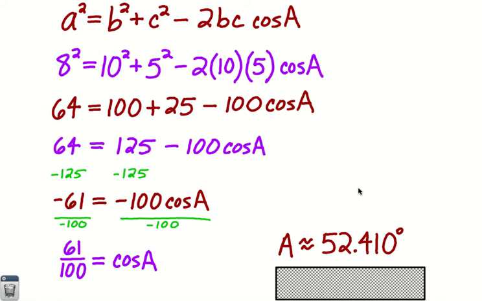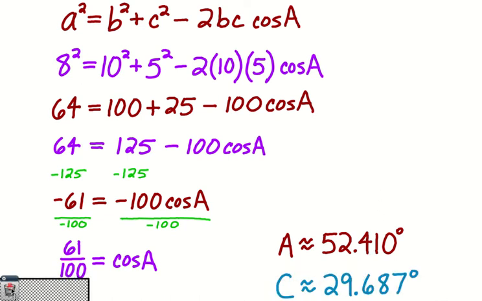And then what do you do to find the third angle? Once you have two of the angles, what do you do to find the third angle? Well, of course, middle school geometry class would have told you to subtract your two angles from 180 to get a leftover of 29.687 degrees for angle C.